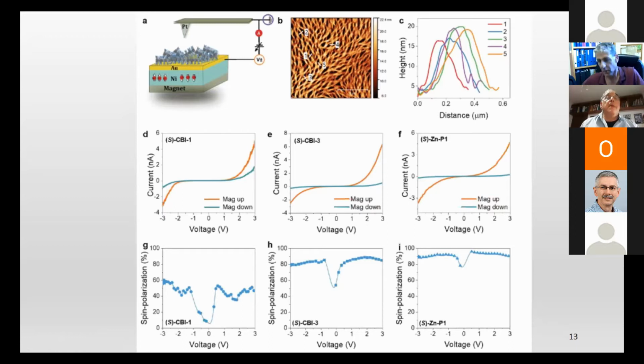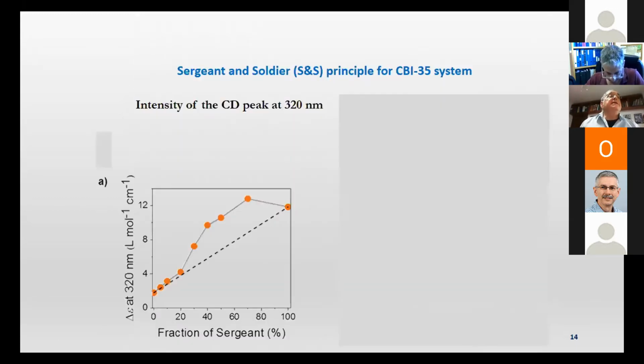But what was really interesting is when we did what is called the sergeant and soldiers experiment. What does it mean, sergeant and soldiers? That's a technique used by people making these supramolecular structures. What they found is that if you take achiral molecules and you dope them with a few chiral molecules, the chiral molecules are like sergeants. They enforce the soldiers, the achiral molecules, to assemble in a chiral shape.